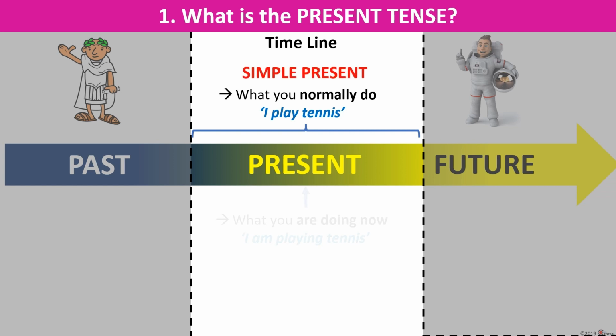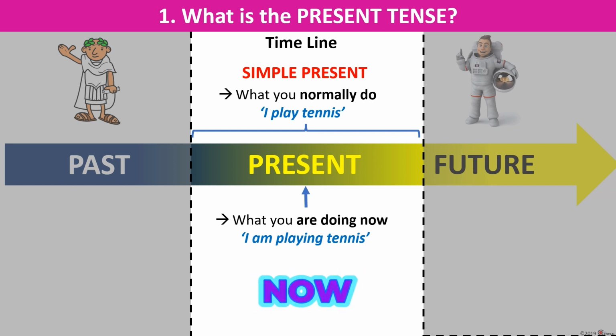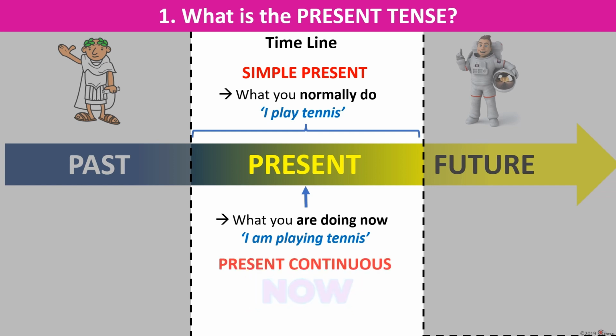But there is another one. And this one is referring to the present as I'm talking, exactly now. So if I say I'm playing tennis, I imply that I'm playing it now as I'm talking. And this tense is called the present continuous. So there's a big nuance in English between what you normally do and what you do now.